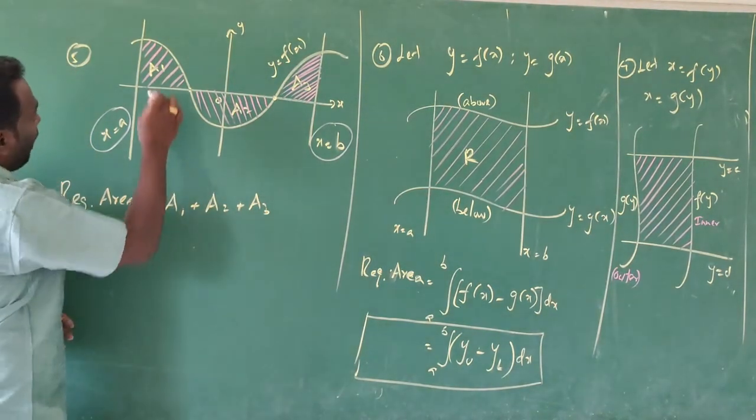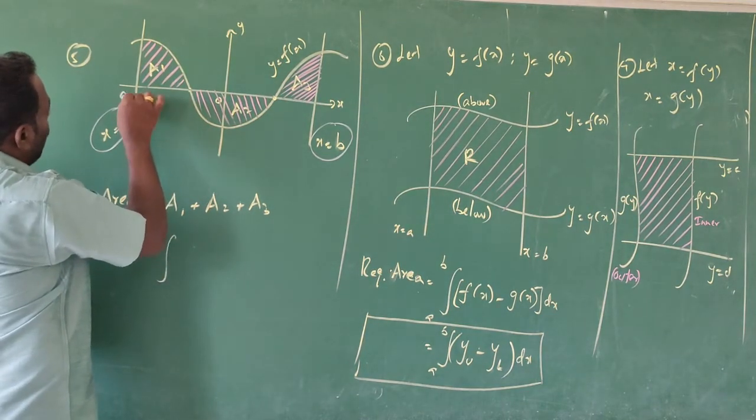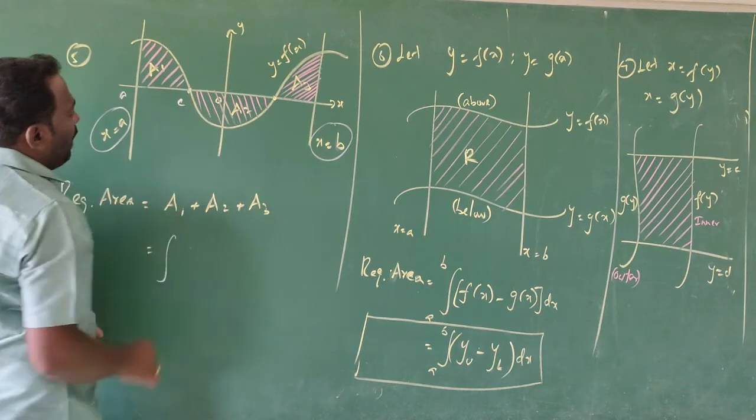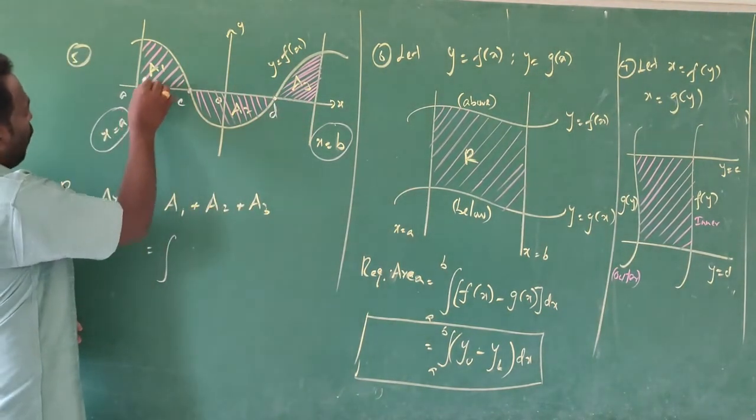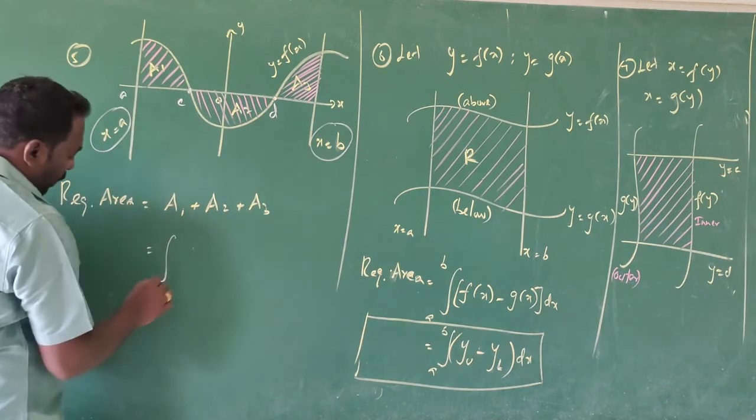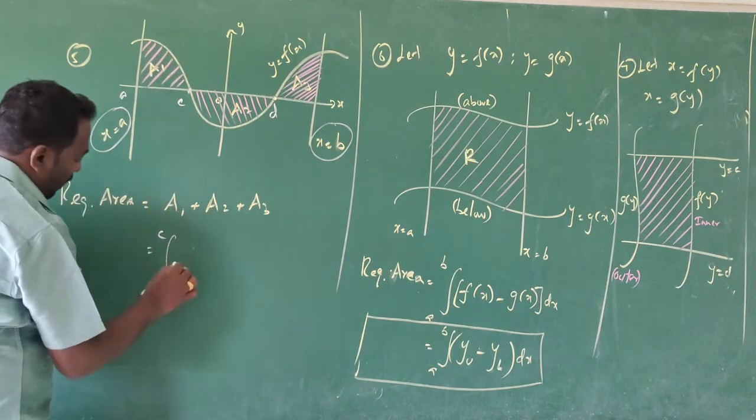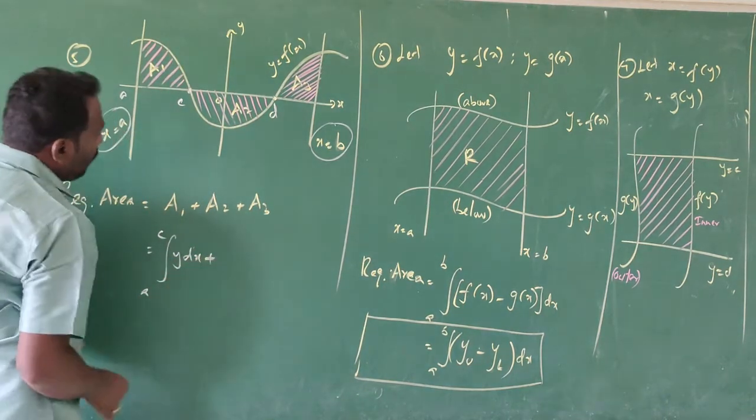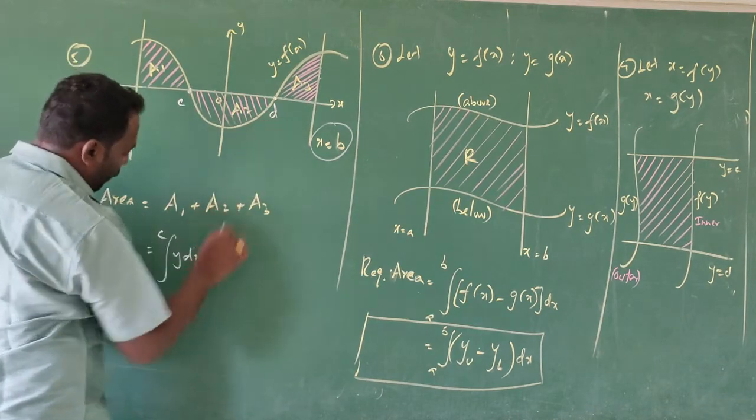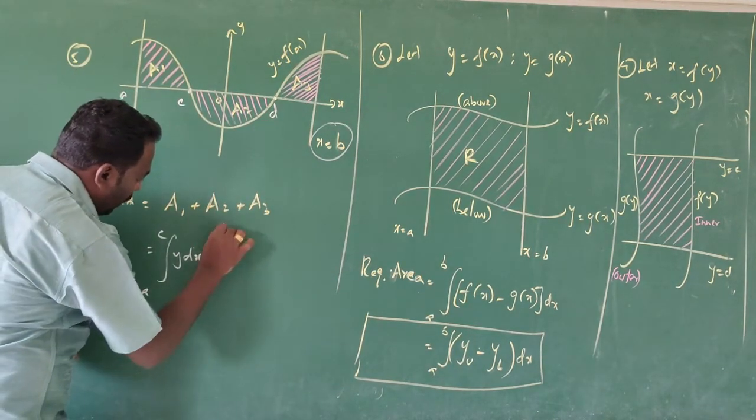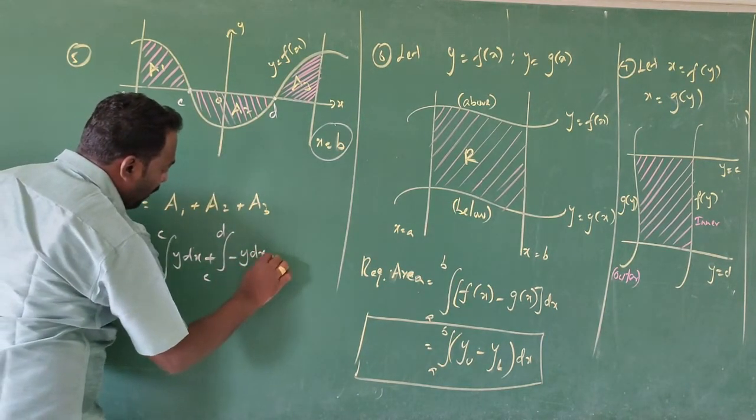Now we know the formula for the area above the x-axis, A1. For A2, one of the boundaries is defined by the point c, and this other point we define by d. Therefore, the A1 area is the integral from a to c, above the x-axis, defined by y into dx. Plus the A2 area, the integral between c to d, below the x-axis, defined by minus y into dx.